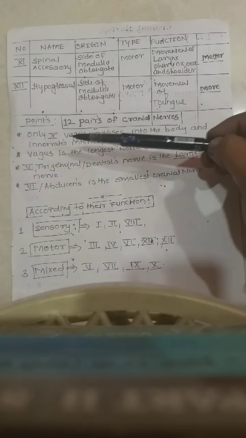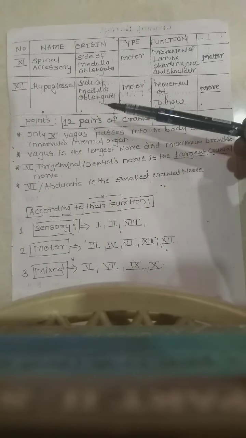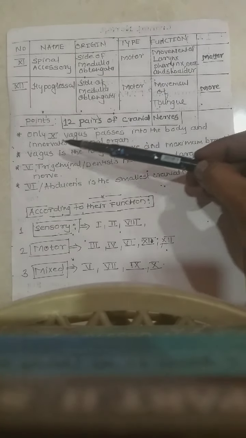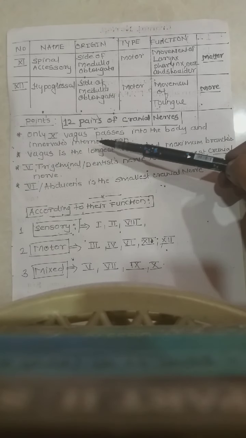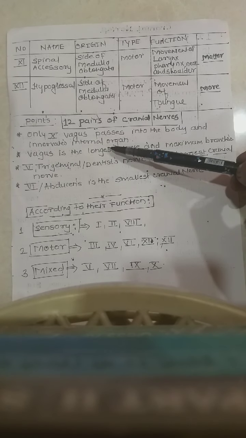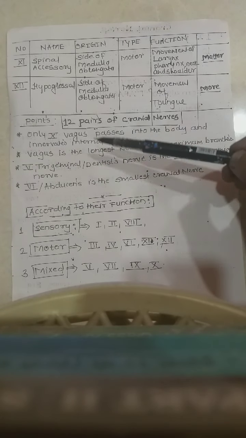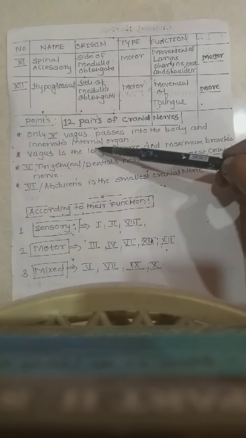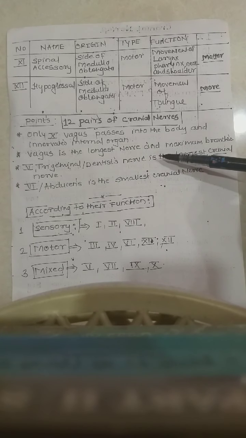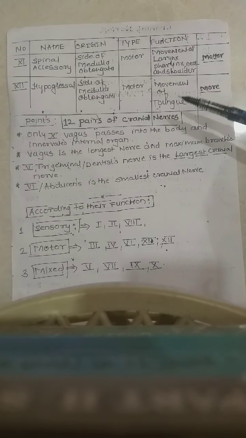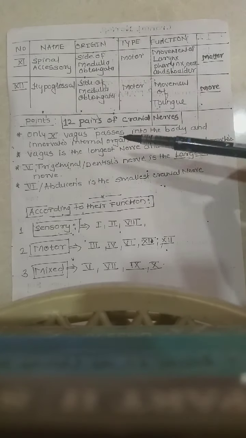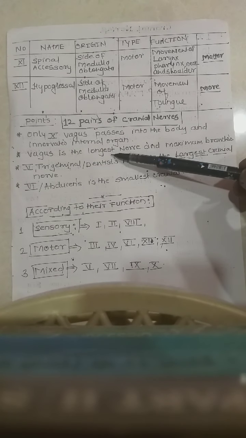So we'll see some points about which is the longest, largest and smallest nerve. Of the 12 pairs of cranial nerves, only the 10th, vagus, passes in the body and innervates internal organs. Vagus is the longest nerve with maximum branches. So if the question arises, which is the longest cranial nerve, you have to say that vagus is the longest cranial nerve.